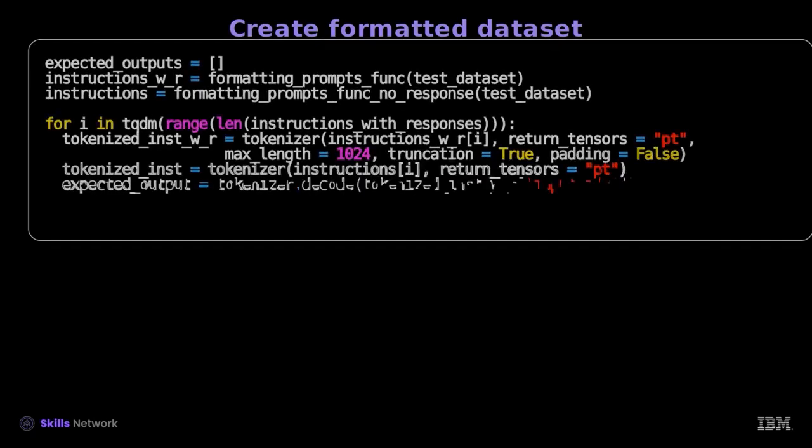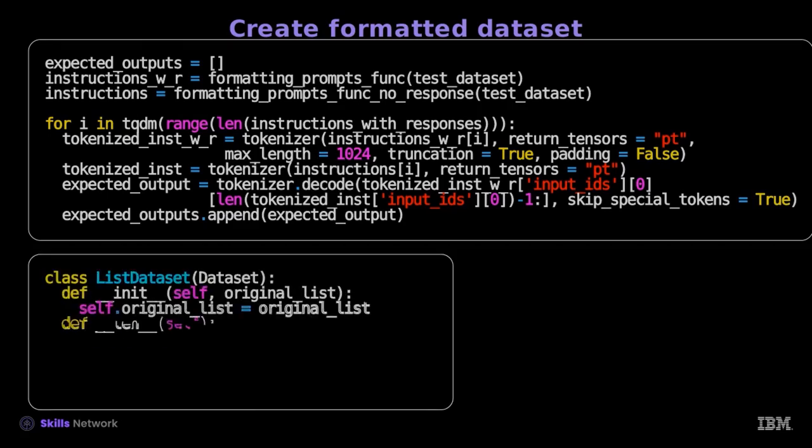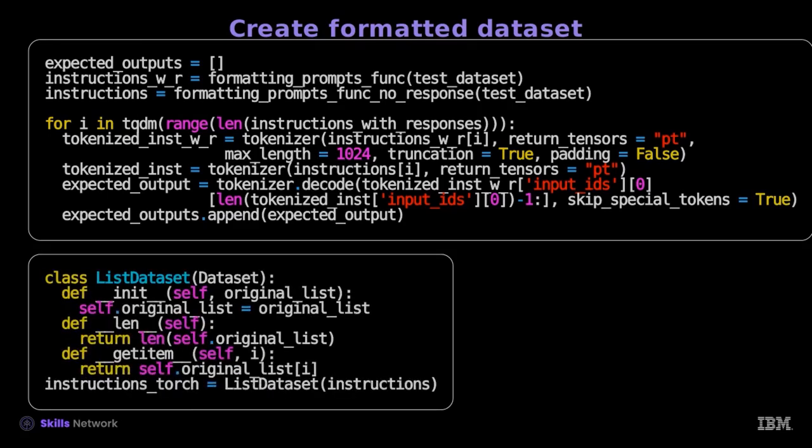For creating a formatted dataset, a code block generates instructions. The first code block strips and tokenizes the input. It splits and tokenizes the responses for evaluation. The second code block defines a ListDataset class obtained from the dataset and creates a torch dataset from the list. This class is useful in generating a dataset object from the instructions.